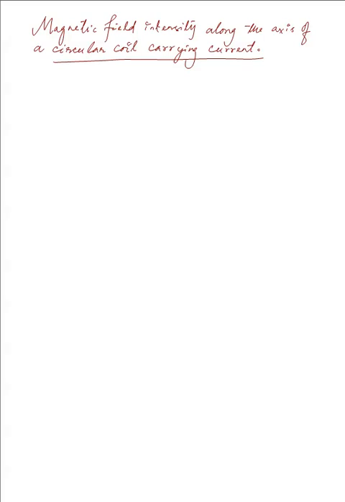Hello. Here we are continuing with the second application of the Biot-Savart's law, where we wish to determine the expression for the magnetic field intensity along the axis of a circular coil carrying current, at a point along the axis. Now, for that, we'll be considering a circular coil first of all.